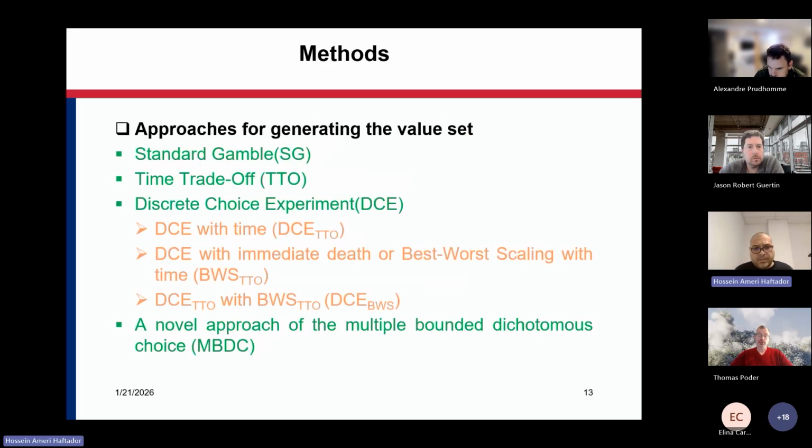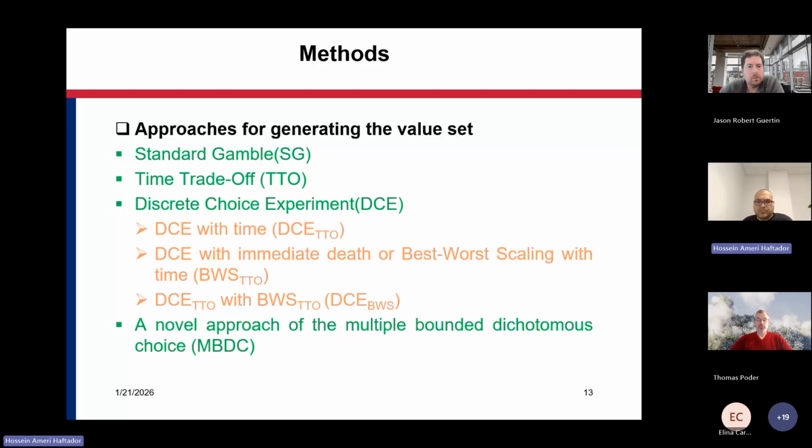In order to generate a value set for Quebec, we used different direct methods: standard gamble, time trade-off, DCE, and multi-bit bounded dichotomous. Multi-bit bounded dichotomous is a new approach, and we introduced this method for valuation studies for the first time. Also, we used different types of DCE: DCE with time, DCE TTO, BWS TTO, and DCE BWS.